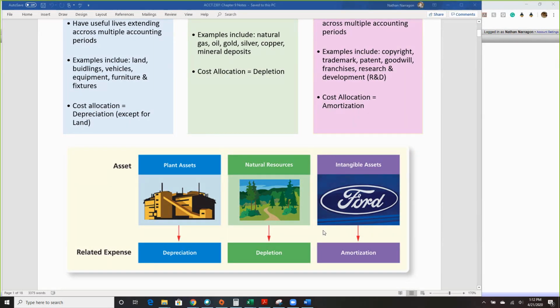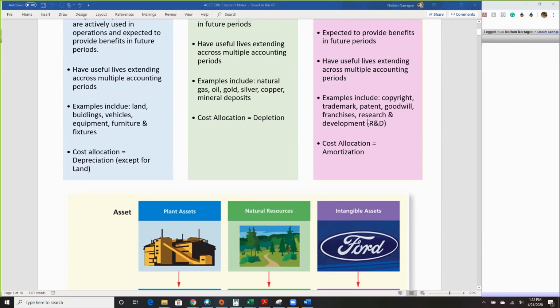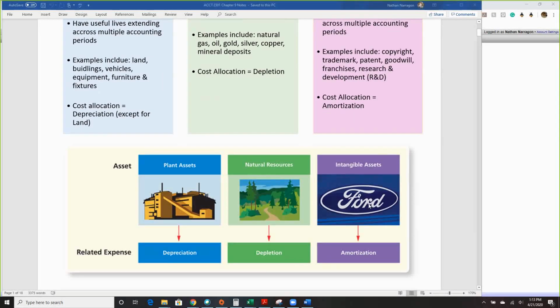And then your book gives you a nice little picture. So if you need to visualize, there it is, plant assets. There's your factory, natural resources, of course, nature, and intangible assets, basically the trademark of Ford, this whole advertising of Ford, that's all trademark, so that's why they have it.